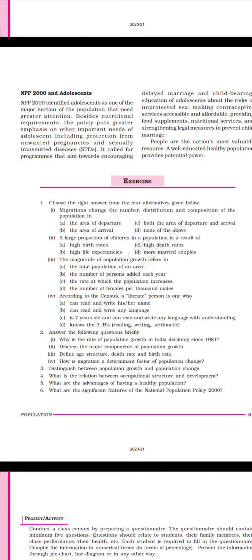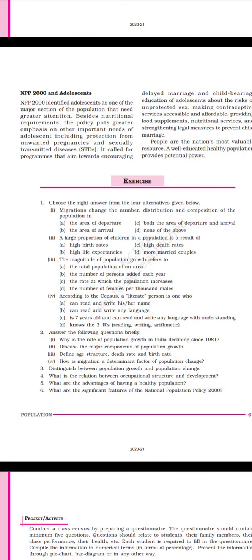Exercises. 1. Choose the right answer from the four alternatives given below. Migration changes the number, distribution and composition of the population in the area of departure, both the area of departure and arrival, the area of arrival, none of the above. A large proportion of children in a population is a result of high birth rates, high death rates, high life expectancies, more married couples.